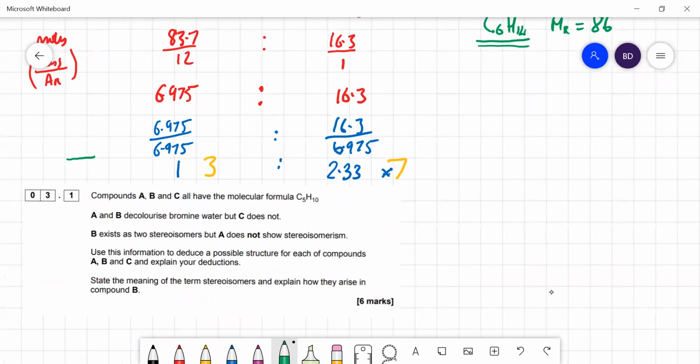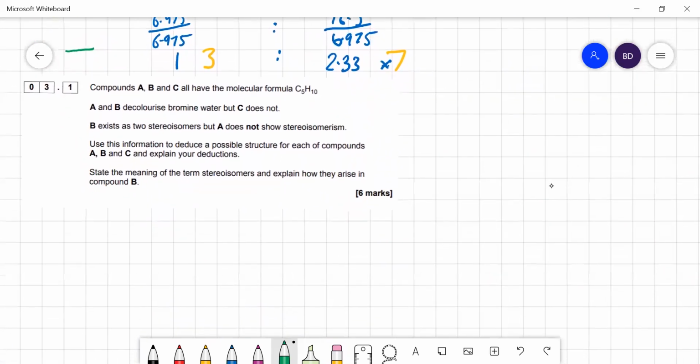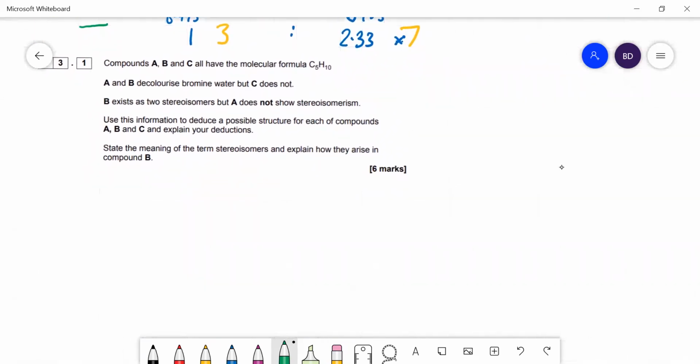Right. So compounds A, B, and C all have the molecular formula C5H10. So let's look at that. We've got to work out what these are. C5H10. Well, you can tell it doesn't fit into that formula. It's not CnH2n plus 2. It's just CnH2n. So that means there must be one double bond, or it could be cyclic.